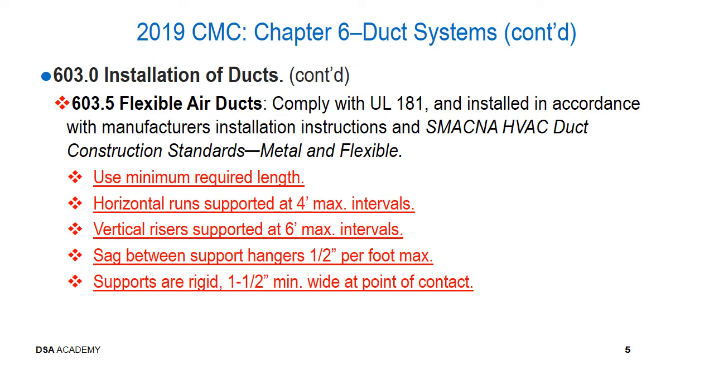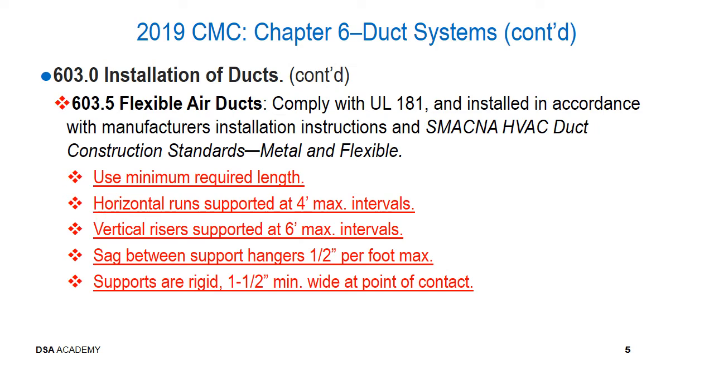All flexible ducting is required to be installed, of course, in accordance with the manufacturer's installation instructions and also the SMACNA HVAC duct construction standards for metal and flexible ducting. There are some new amendments, new information to the California Mechanical Code, but not necessarily new to the installation requirements for ductwork, and they're included as follows.